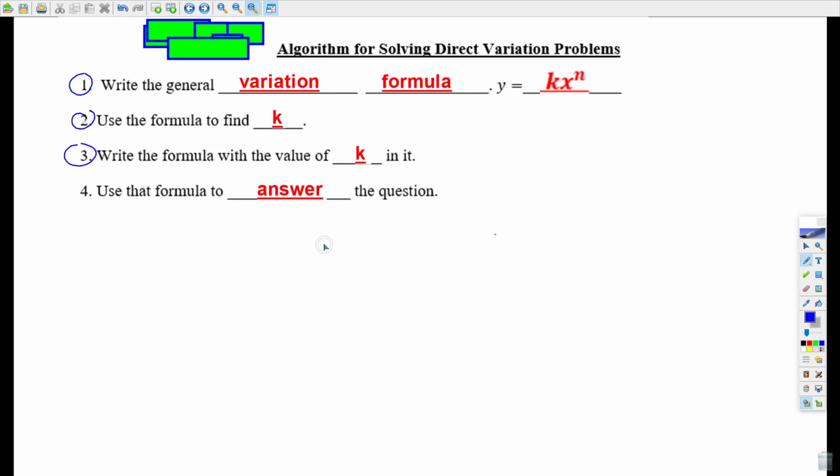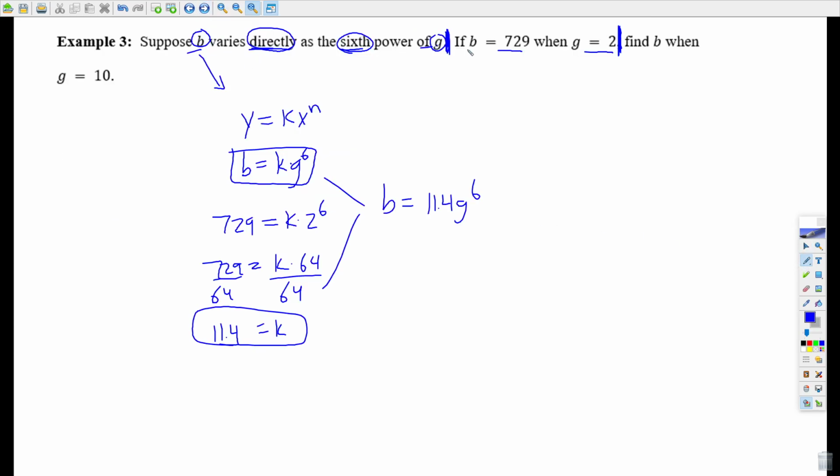That is step 3. Now we can finally use the formula to answer the question. And you notice we stopped twice already. Now we just got to finish the rest of the sentence. Find b, so down here with our new equation, find b when g is 10. So let's write it underneath there. So b equals 11.4 and g is 10. Oh boy, that's times 10 to the 6th power. This is going to be a big number.